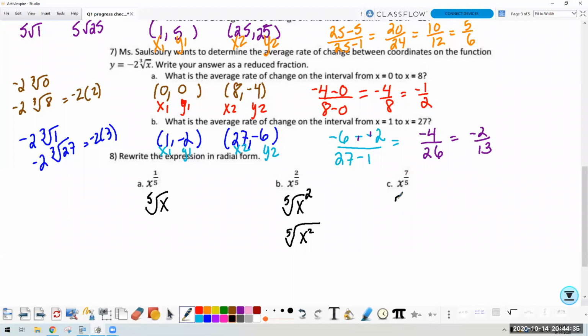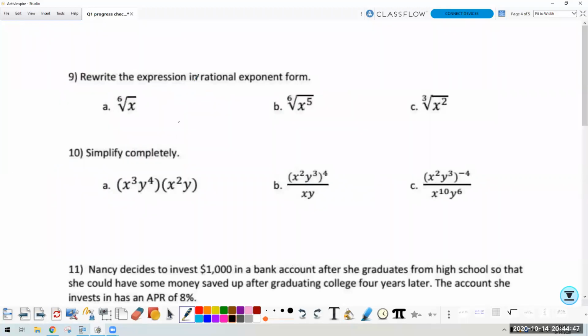7/5, so that is 5th root again, x to the 7th, or the 5th root of x all to the 7th. Now we're going to go the other way. Take our radical and let's rewrite as a rational exponent. So the 6th root becomes a 1/6 exponent.